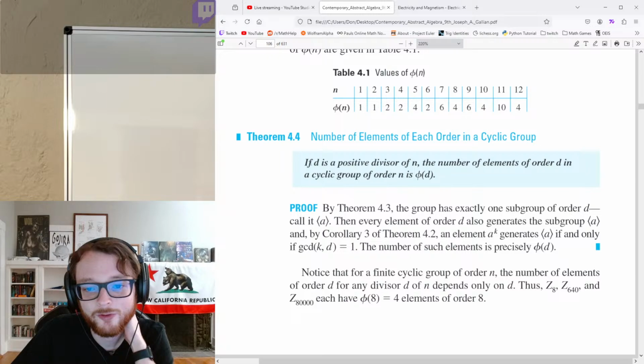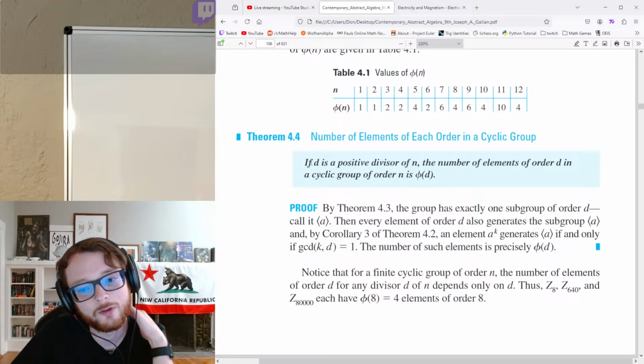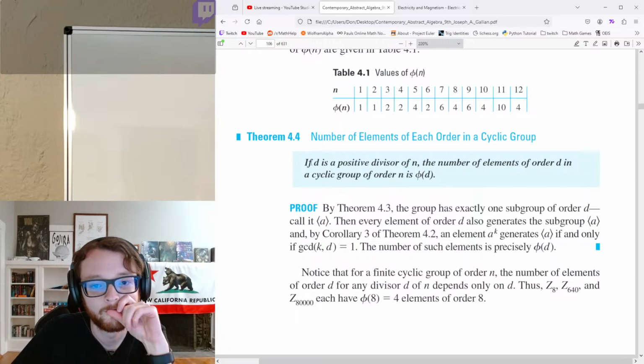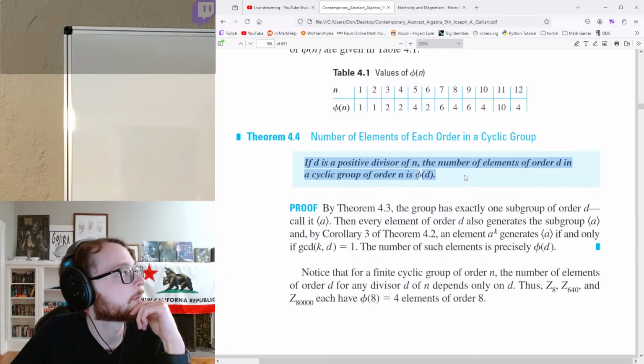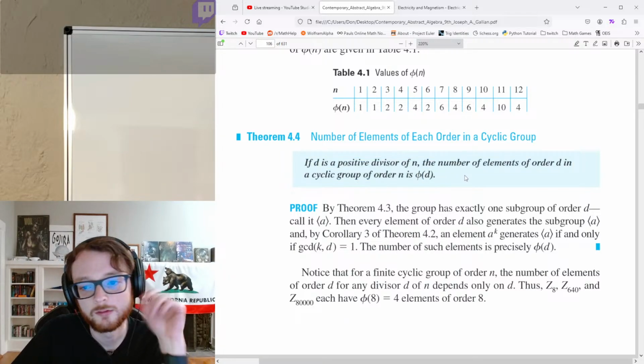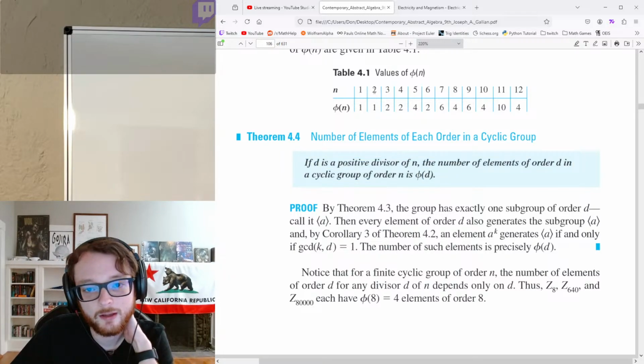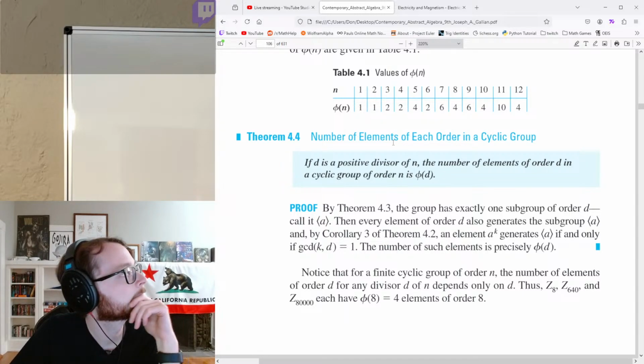If d is a positive divisor of n, the number of elements of order d in a cyclic group of order n... Oh wait, so this actually does fit with 4.4. See, I want to use this on the cyclic subgroup that I just created. I thought R sub 180 might mess things up, but this actually seems like it doesn't mess things up.